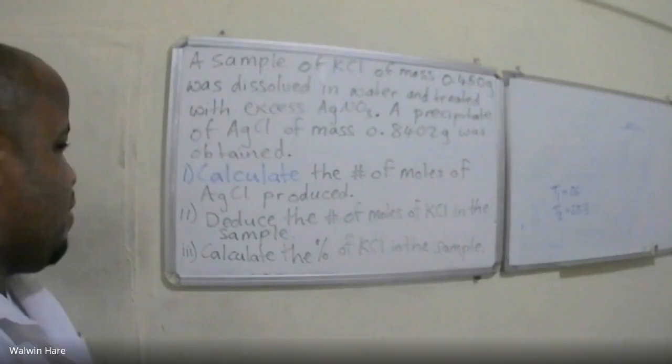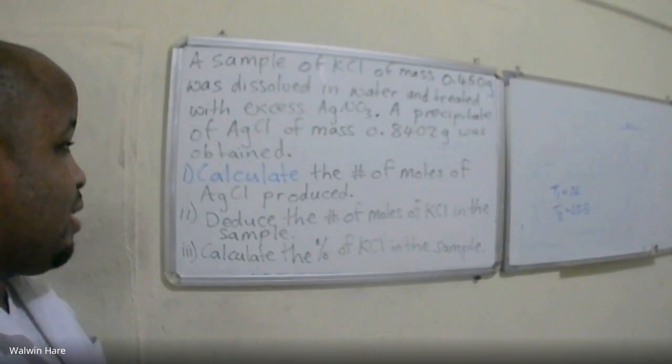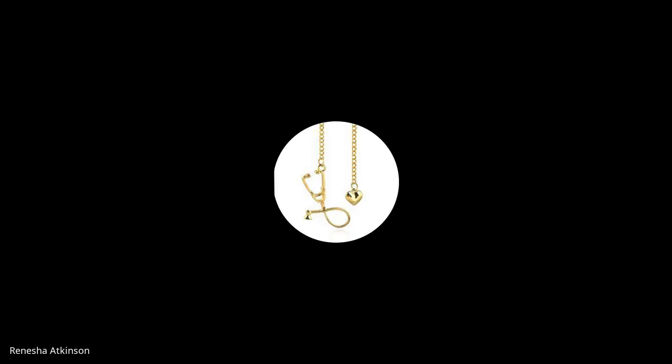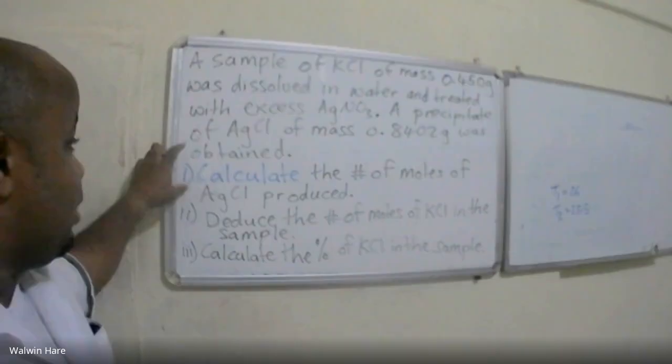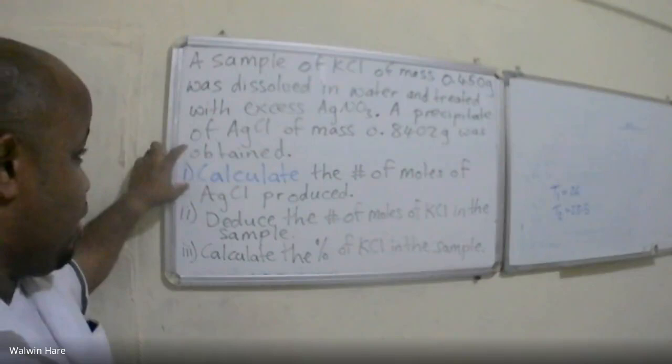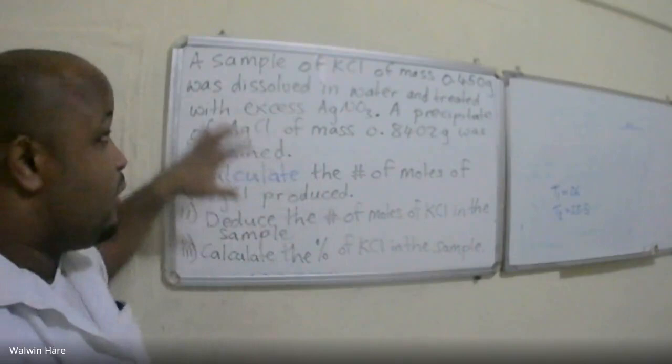For example, they give you the mass. You have a specific way in which you use the mass to find the moles. And if you're not given the mass, are you just going to work with the next way? Yes. All right, but this question, gravimetry, comes a certain way, so it's going to be worked in a certain manner.